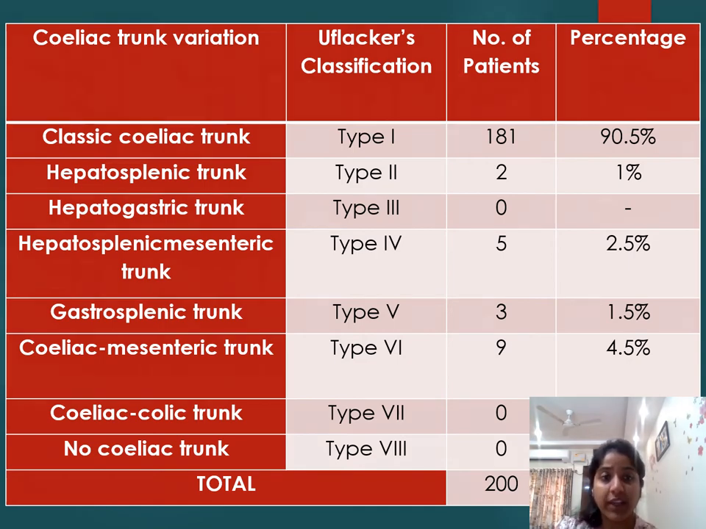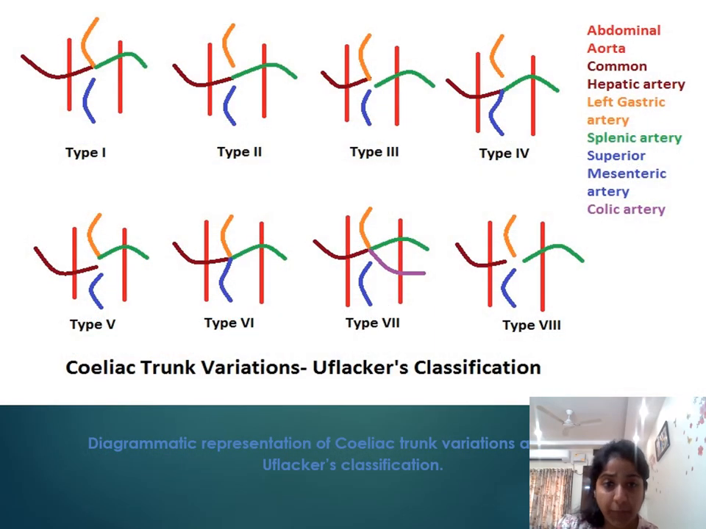Here is a diagrammatic representation of celiac trunk variation. Here we can see type 1, which is the classic celiac trunk. Then we have type 2, which is the hepatosplenic trunk. Then type 3, the hepatogastric trunk. Then type 4, the hepatosplenic and mesenteric trunk. Then type 5, the splenogastric trunk. Then type 6, the celiac mesenteric trunk.